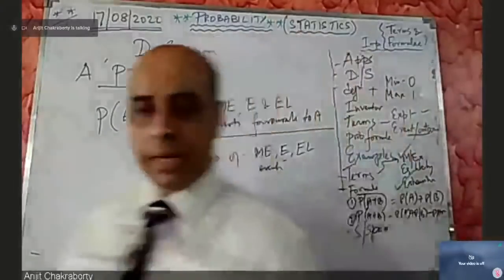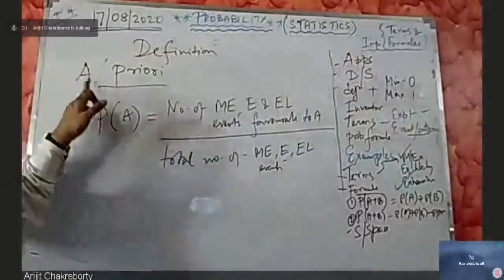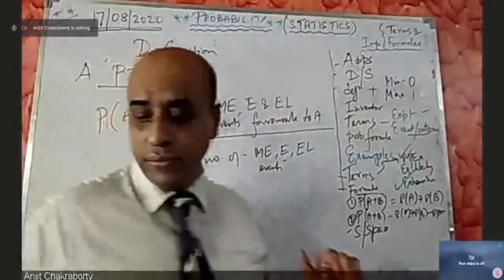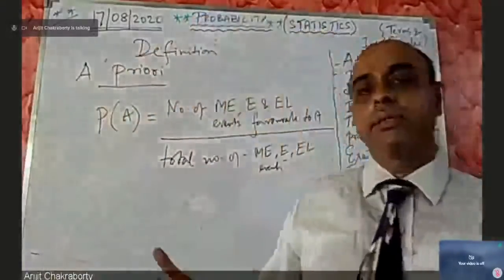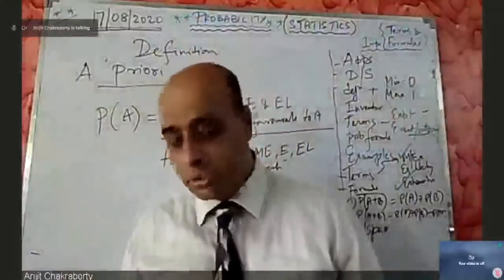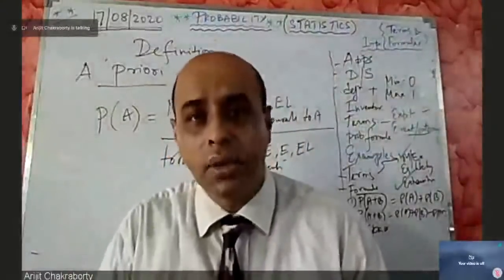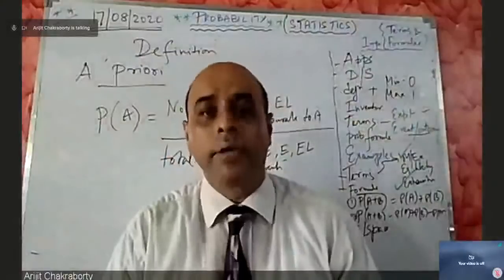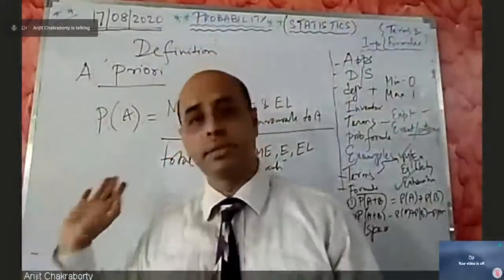So this is the formal definition, and it is also called the a priori definition, and we are really indebted, we express our gratitude to two great minds. One of them is Bernoulli and the other is Laplace for giving us this equation.